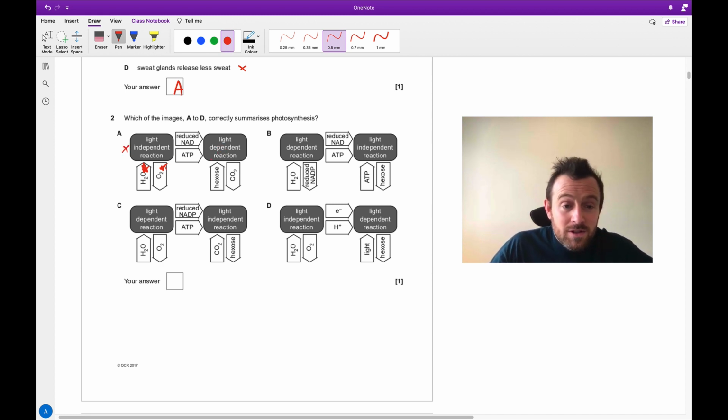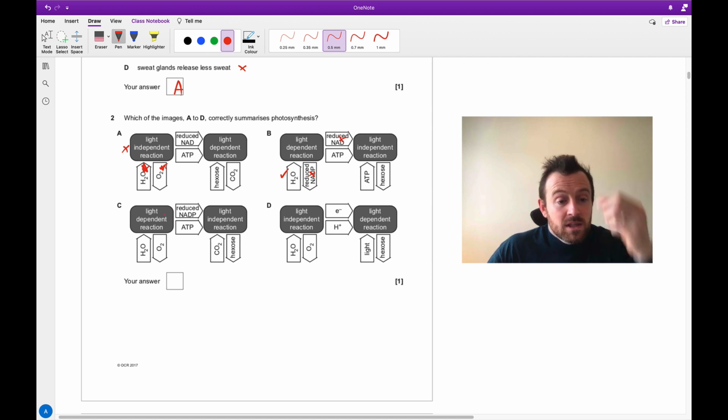So this is wrong. Light dependent. Oh, look, they're all different. Okay, light dependent reaction. H2O in. Reduced NADP out. That is actually correct. That implies it's a waste product, so that's wrong as well. NAD is NADP for photosynthesis, not NAD.